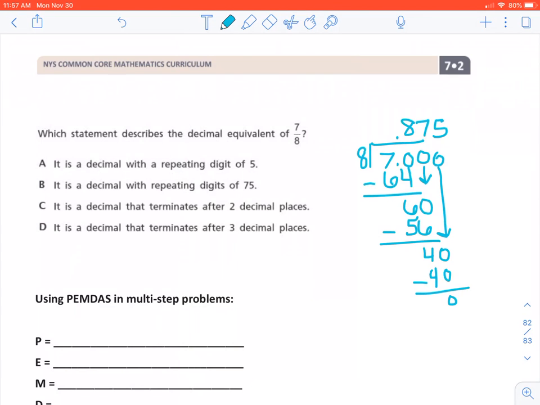So let's read our choices here. This is a decimal. It does terminate, so it is not repeating. And it terminates after 3 places, 8, 7, 5.